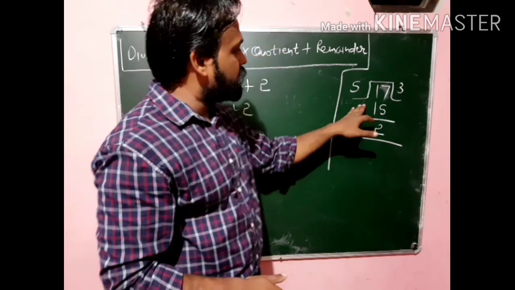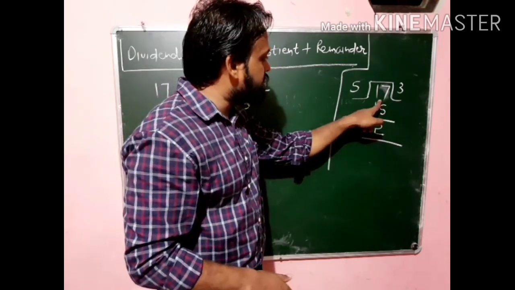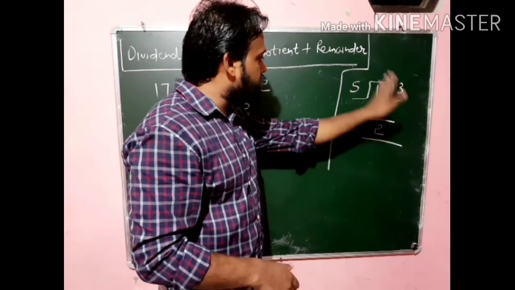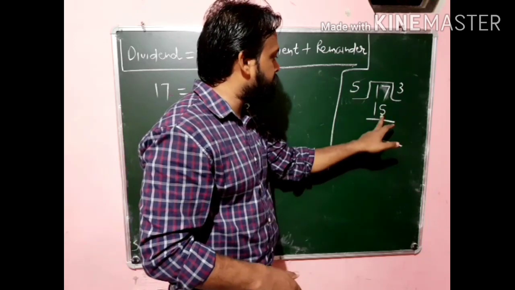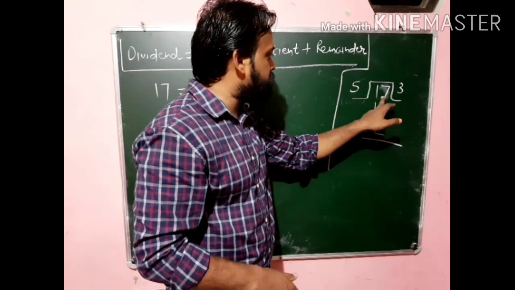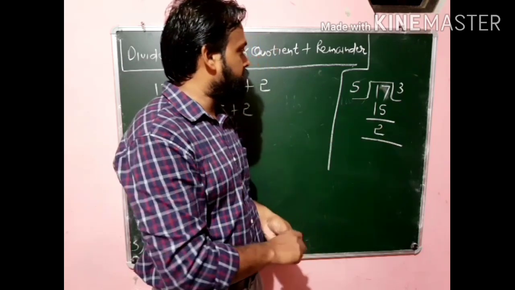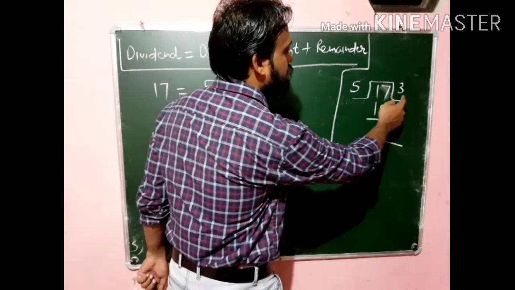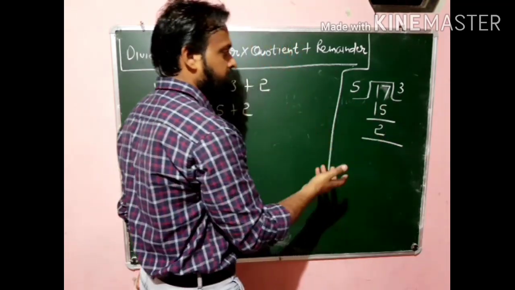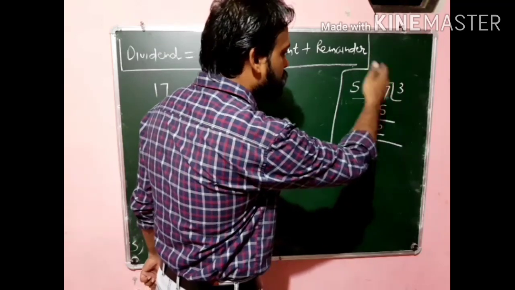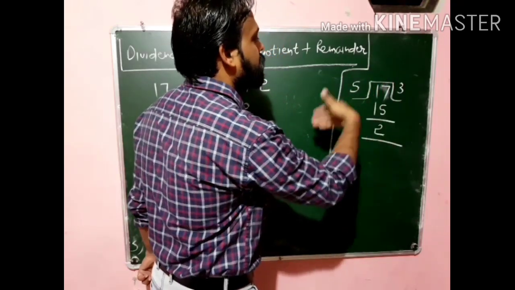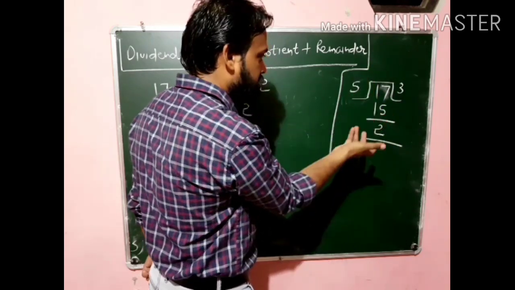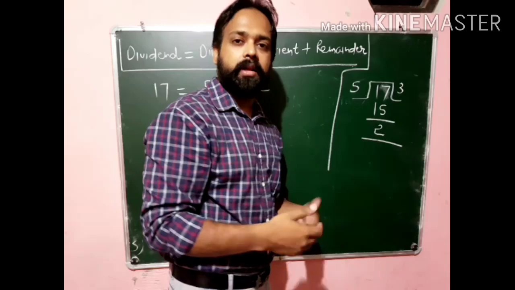You can see here I am dividing 17 by 5. First of all, let me do the division. We know that 5 times 3 is 15, and after subtracting 15 from 17 we got 2. 2 is the remainder. So you can see here 5 is the divisor, 17 is the dividend, 3 is the quotient and 2 is the remainder. Now I want to see whether the steps I applied here are correct or not. Is the step I solved here correct? That we have to find by the verification.